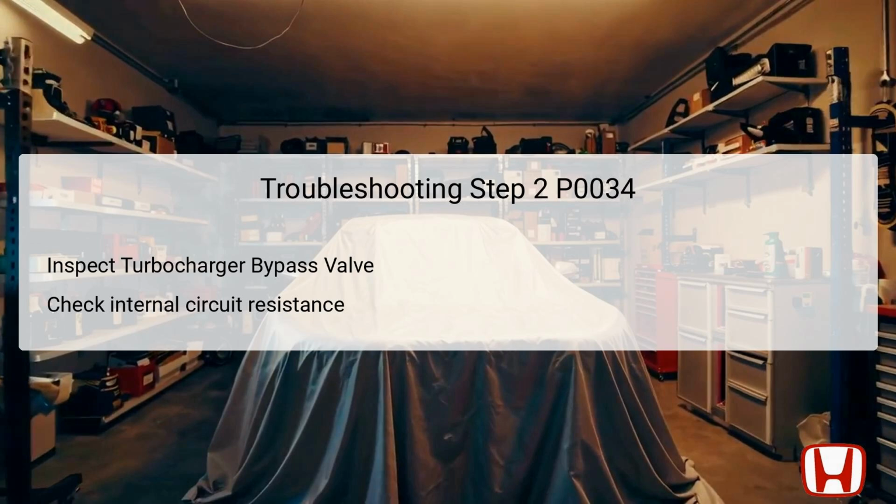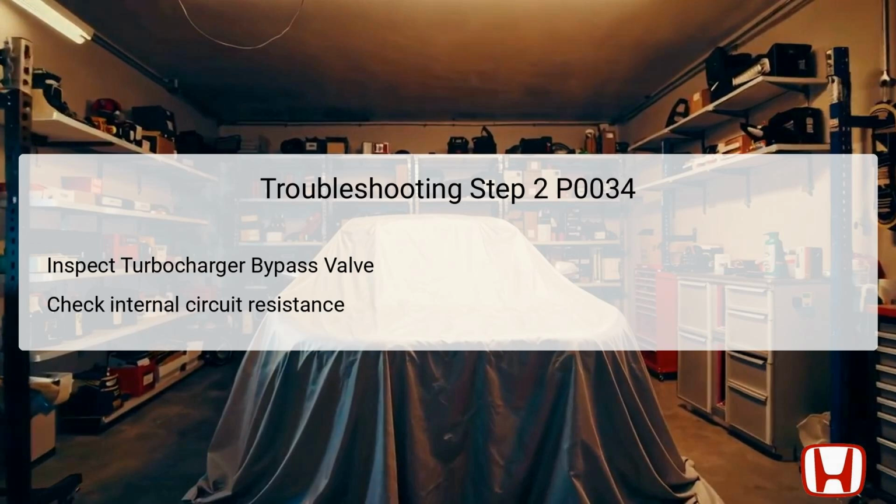In the second troubleshooting step, the focus shifts to inspecting the turbocharger bypass control solenoid valve and testing its internal resistance. First, disconnect the valve's connector to ensure safety during inspection. With the ignition in the IG mode, measure the resistance across the internal terminals of the valve. At room temperature, a normal reading should be between 30 to 34 ohms. If the reading is outside this range, it indicates that the valve may be faulty.